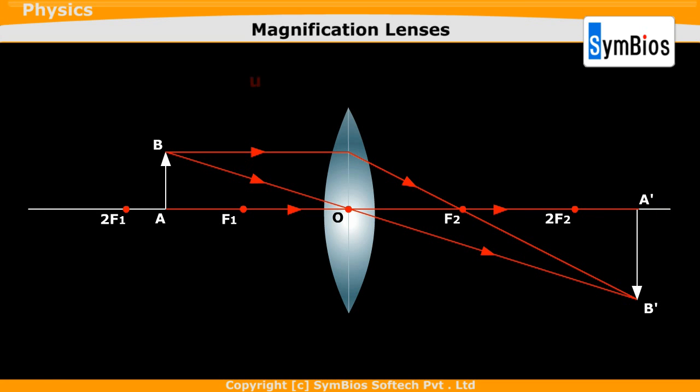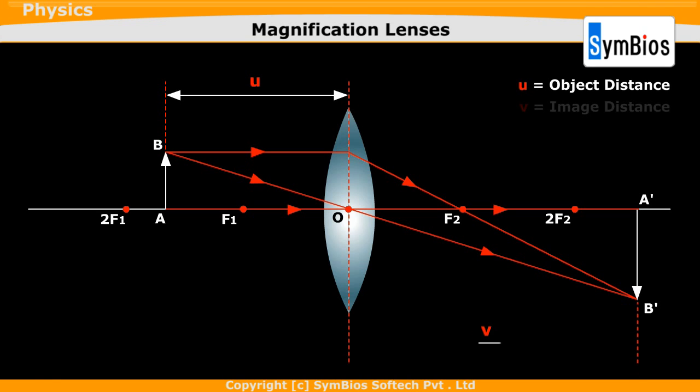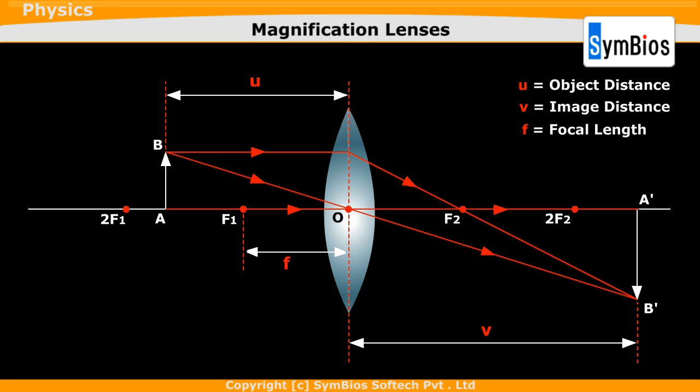Object distance, U. The distance of the object from the optical center is called the object distance. Image distance, V. The distance of the image from the optical center is called the image distance. Focal length, F. The distance of the principal focus from the optical center is called the focal length.